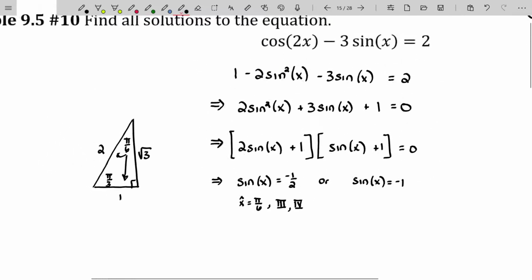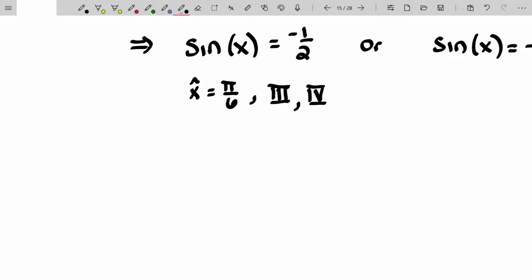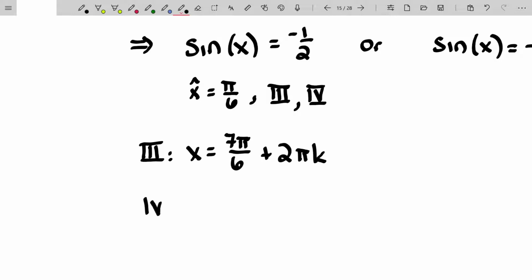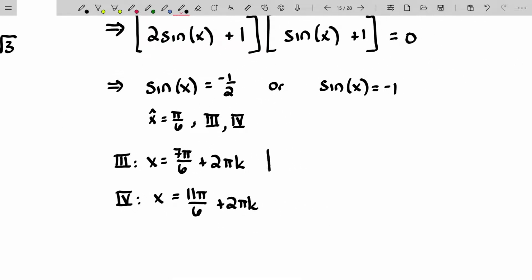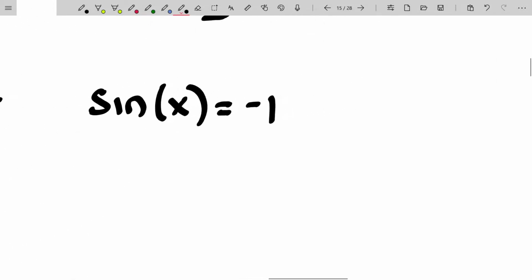And do we want all solutions? Yes, we do. So the set of solutions from quadrant 3 here are going to be x equals reference angle of pi over 6 in quadrant 3 is 7 pi over 6. And then we have plus 2 pi k. And in quadrant 4, reference angle of pi over 6, we have 11 pi over 6 plus 2 pi k. Those are all the solutions for the first equation, sine of x equals -1/2. The second equation, that's a quadrantal ratio, right?